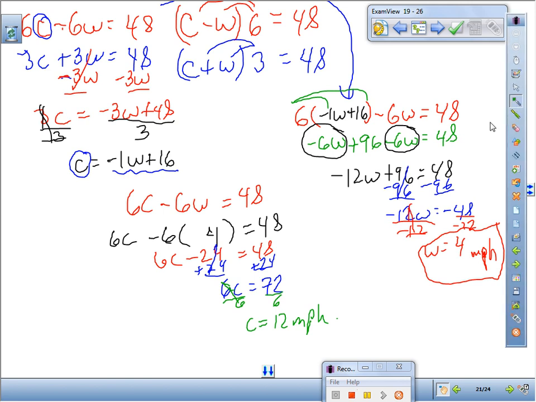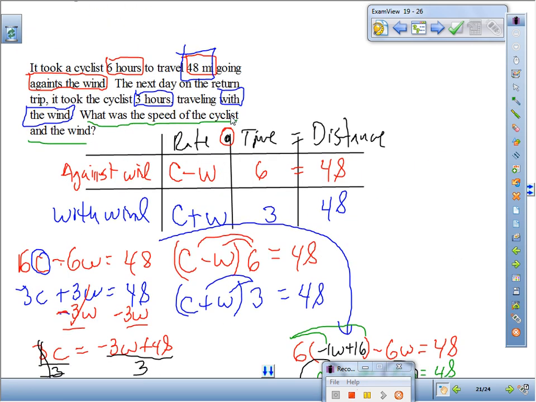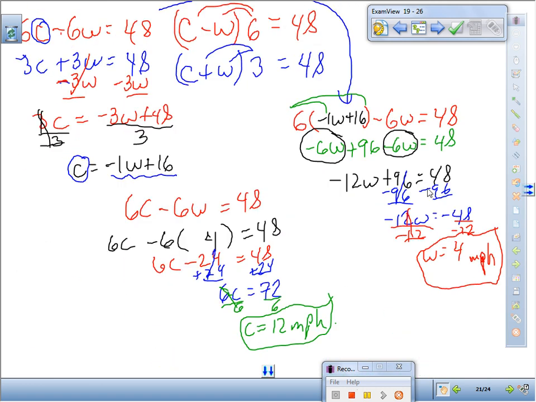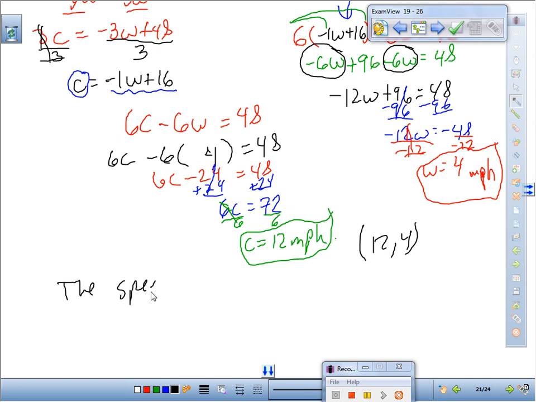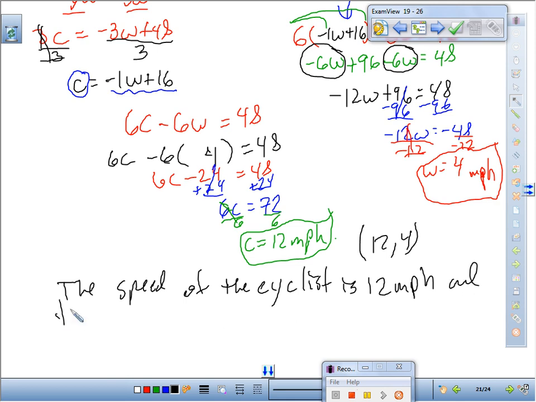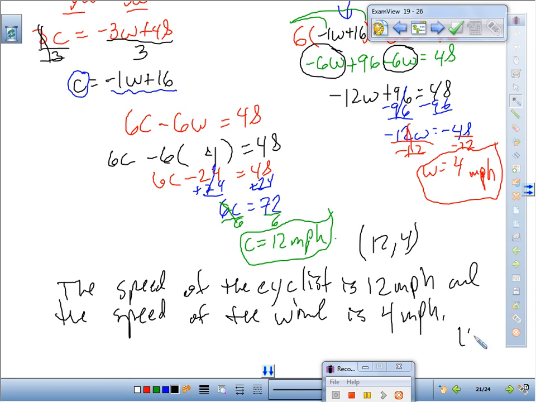So let's look at the question so we can answer it correctly with our statement. The question was, what was the speed of the cyclist and the wind? So think about your statement. Don't say it out loud. Okay, so then I write my ordered pair. This is (12, 4), and my statement: the speed of the cyclist is 12 miles per hour, and the speed of the wind is 4 miles per hour.